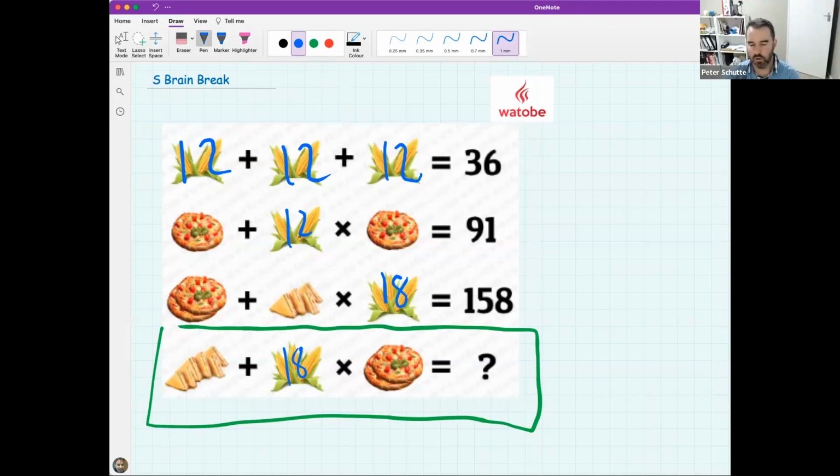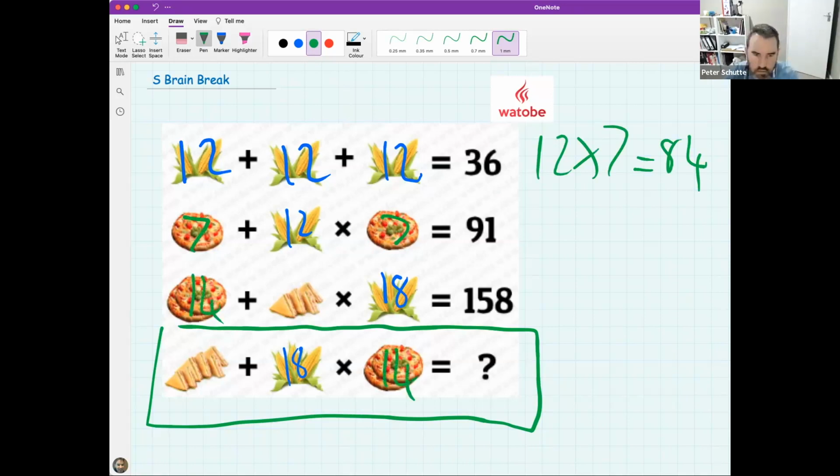So like 12 times 5 is 60. So it can't be 12 times 5. Letty says 7. So 12 times 7 is 84, and then plus another 7 is 91. So that's going to be 7. But then watch out, there's 2 pizzas here. So that must be 14. I think. Yes. Yes.